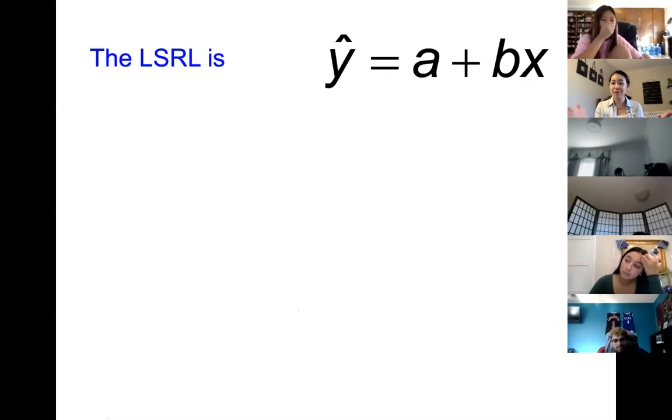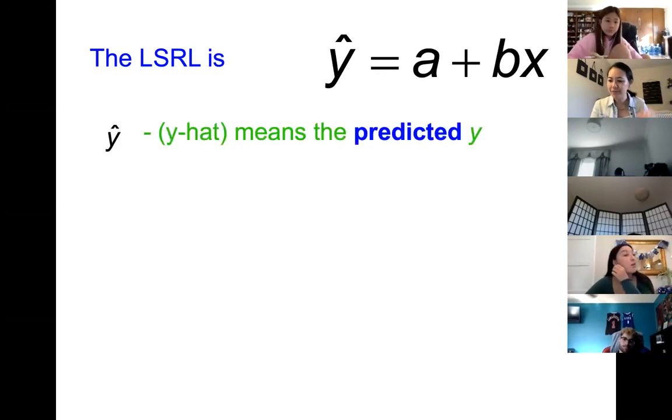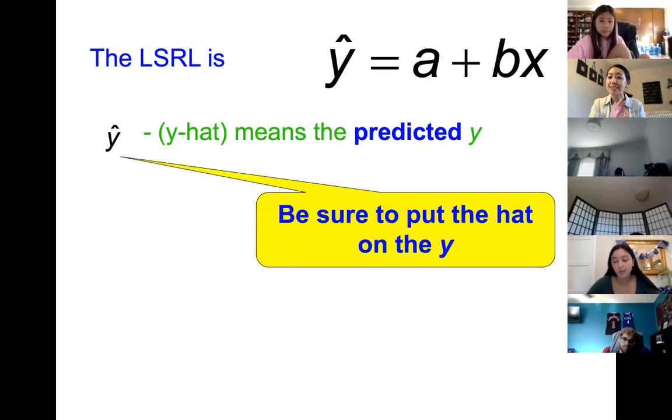All right, so this is kind of what the LSRL in a general form looks like. Hopefully you notice something a little bit interesting, the hat on the Y, okay? So this Y with a hat on it, the hat means predicted Y. And that distinction is pretty important, okay?